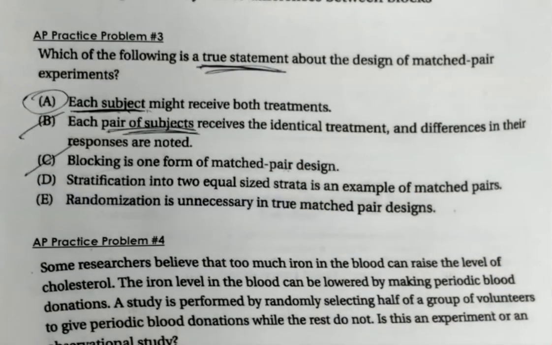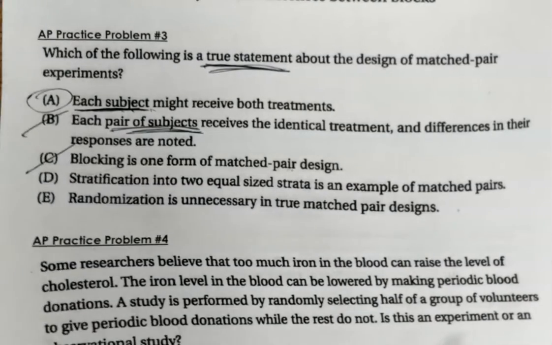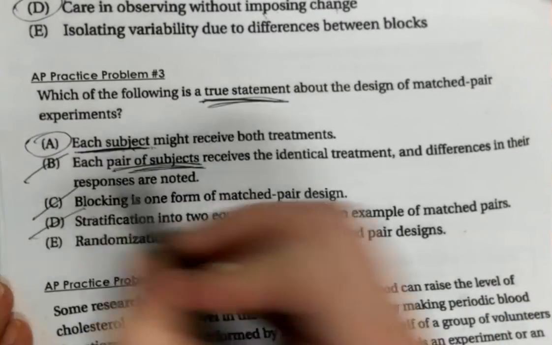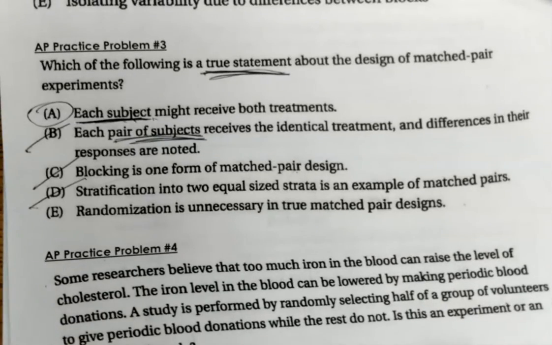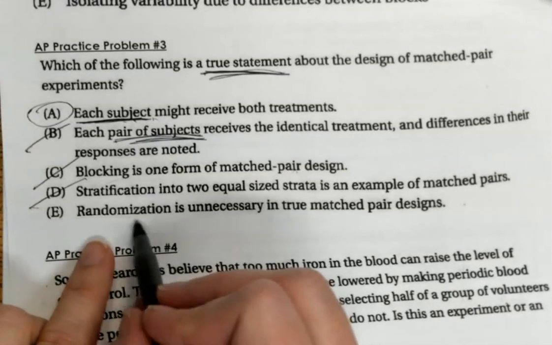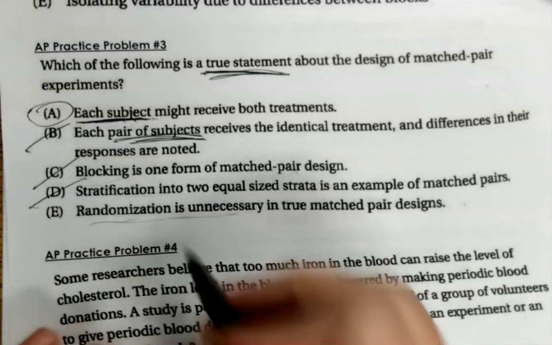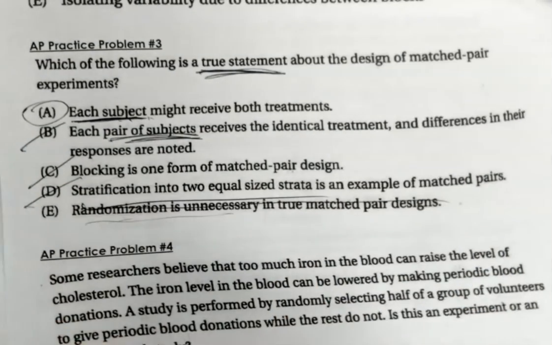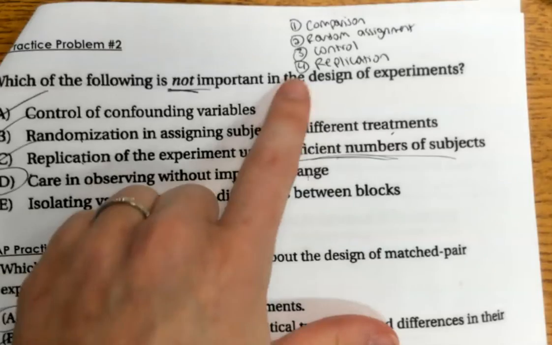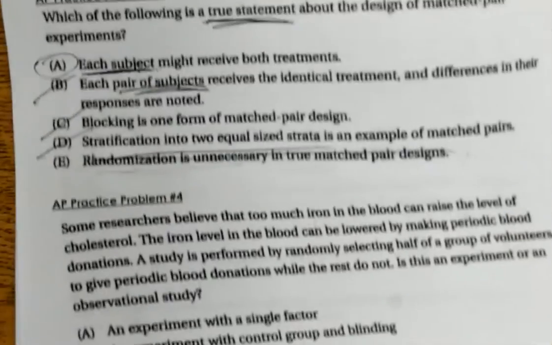D, stratification into 2 equal-sized strata. All right, in your mind, you should be thinking, what? Stratification? That doesn't have anything to do with matched pair. Remember, stratification is random sampling in observational studies. So stratification is not part of experimental design. Eliminate it. And then, oh my gosh, this hurts my eyes to see. Randomization is unnecessary. Oh my God, no. Randomization is always necessary. It's one of our big 4 pillars, number 2. All right, so A was our answer here.